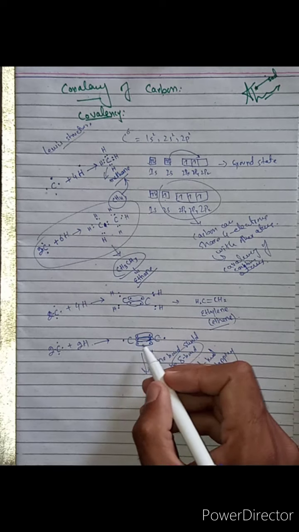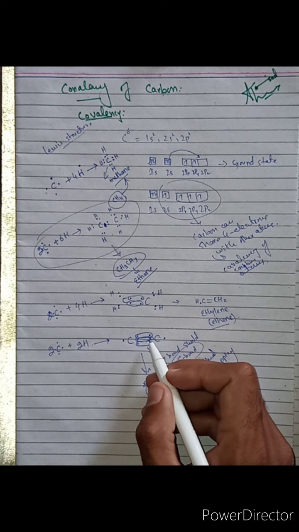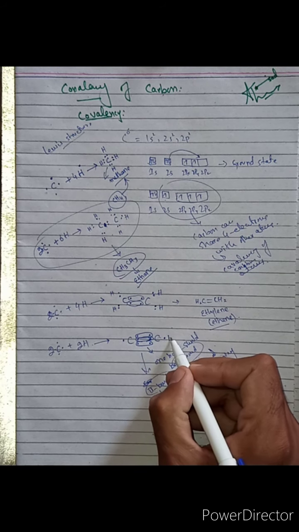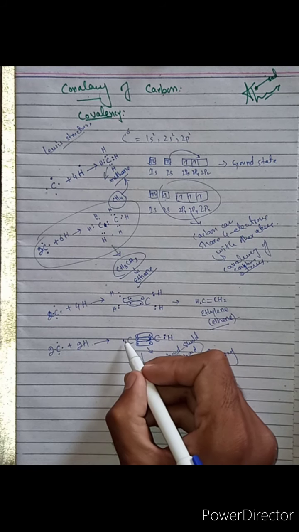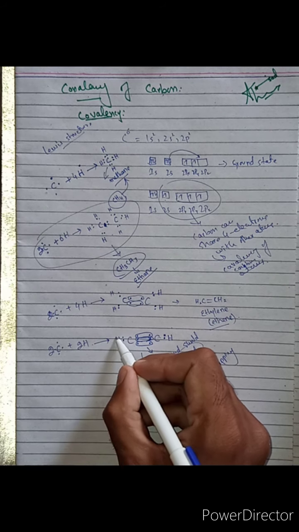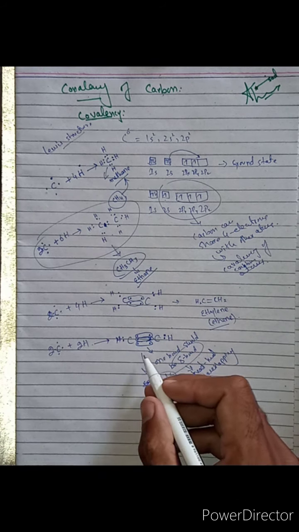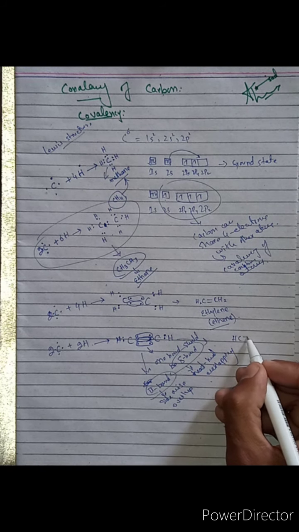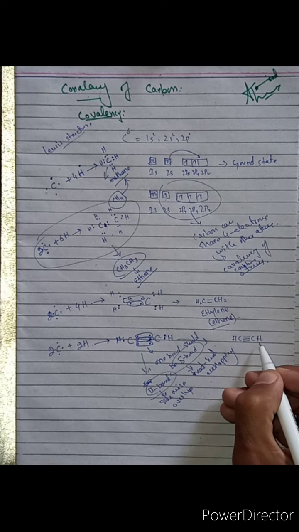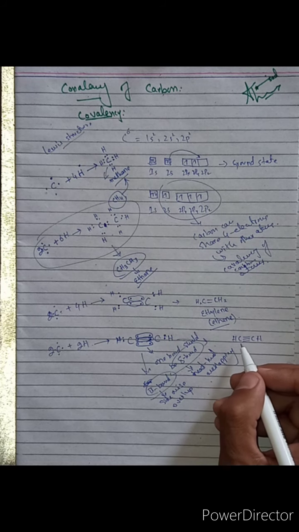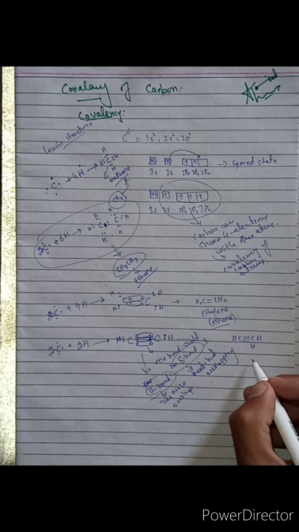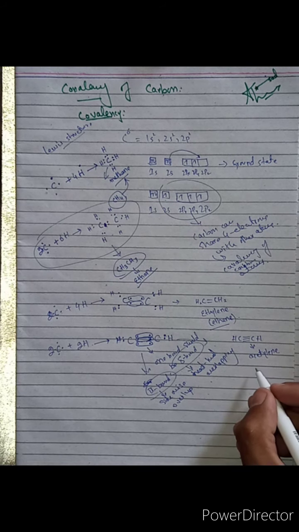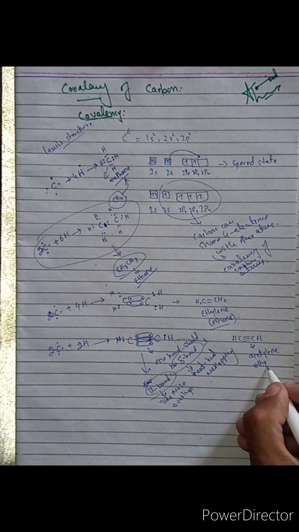So the three electrons of each carbon will be shared with each other, and the remaining one electron will be shared with hydrogen. So here you are watching, what is the structure formed? It is called HC≡CH. This is called acetylene, also its name is ethyne.